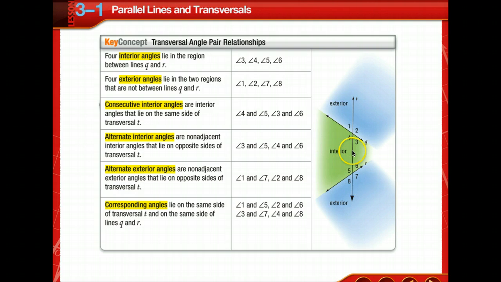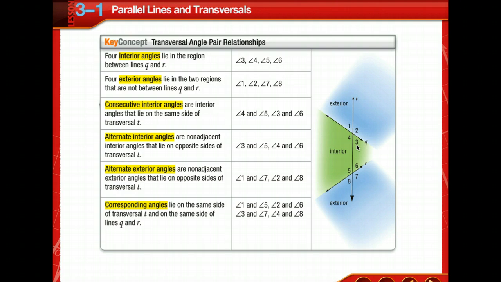Now they're called consecutive interior angles. They're interior angles. They lie on the same side of the transversal. So see, this is the transversal that says consecutive interior, and they lie on the same side of the transversal. So 4 and 5 lie on the same side of the transversal. They're consecutive, next to each other. 3 and 6 are also consecutive interior angles.